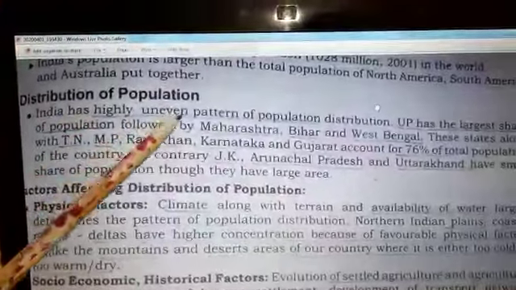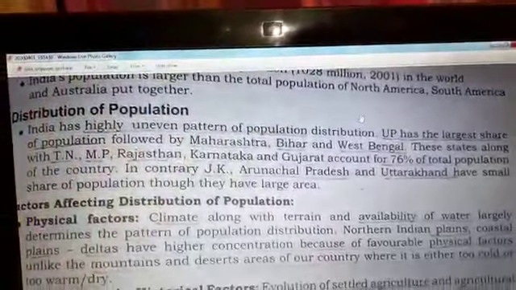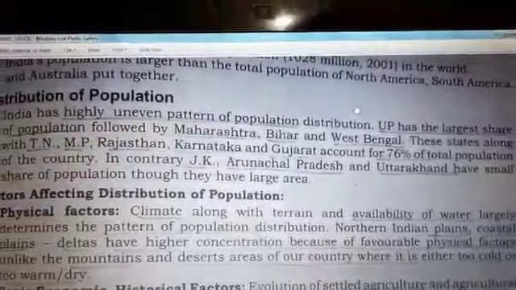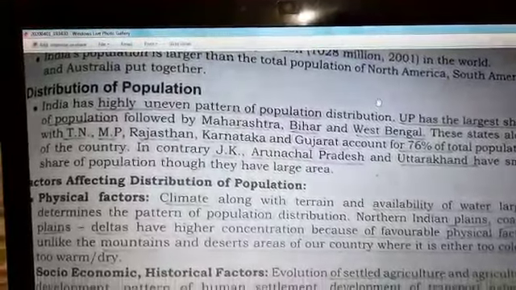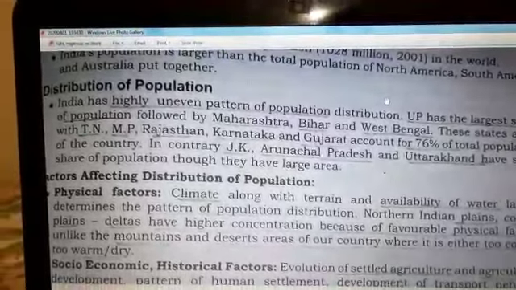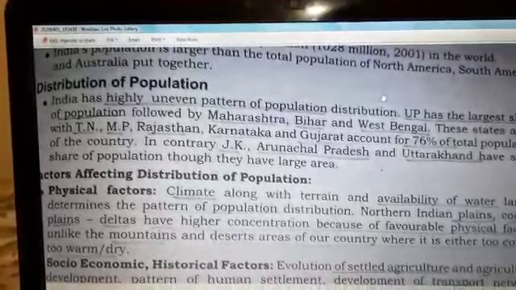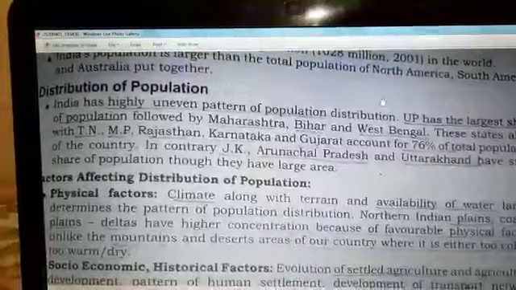Today's video, I'll take up a small topic, that is population distribution, right, and its factors. So I'm going to show you what population distribution is all about. If we talk about India, first thing, India has a highly uneven pattern of population distribution. I have already underlined these points. Why? Because if we see Punjab, Haryana, Uttar Pradesh, Bihar, they are highly populated. If we see Jammu and Kashmir and the northeastern states, the population is quite less.